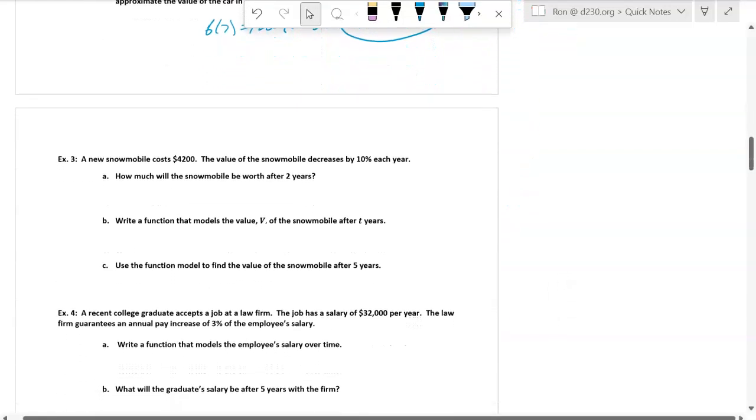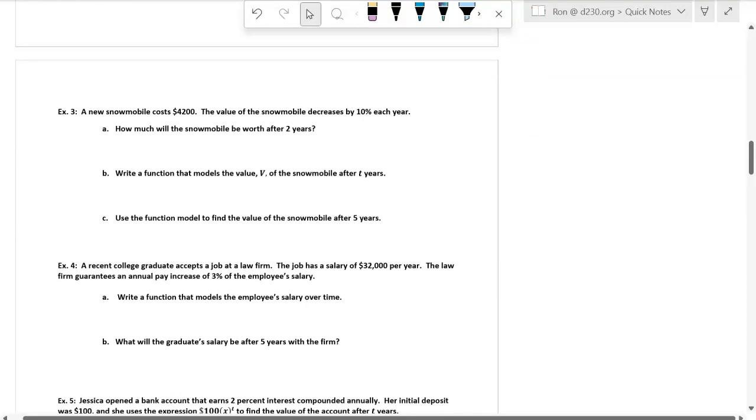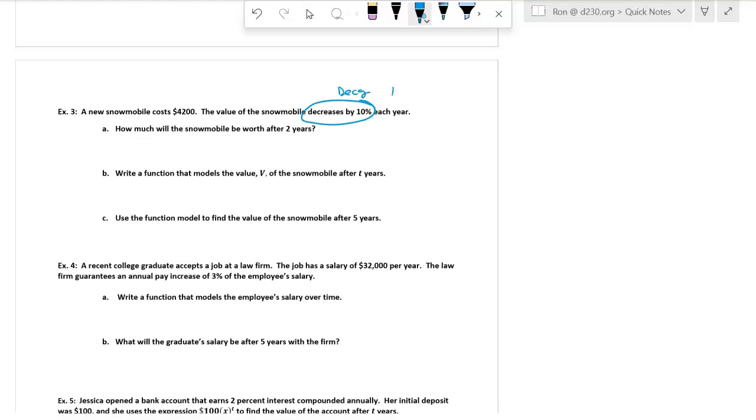Okay, so let's go through this in a few more examples. It says here, a new snowmobile costs $4,200. The value of it decreases by 10%. So right there, you're using decay, and we're going to use 1 minus r. So we're going to write this function and go to b first. The function would be f of x equals my initial amount, the 4,200, times 1 minus, remember, 10% divided by 100 is 0.10. So 1 minus 0.90 to the x power.